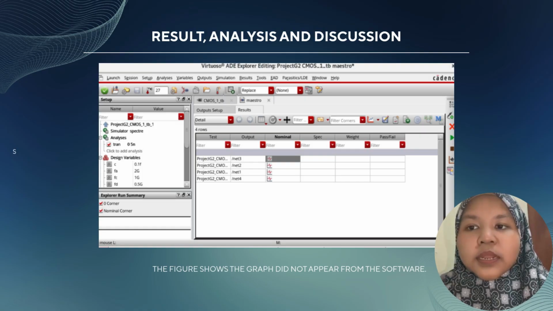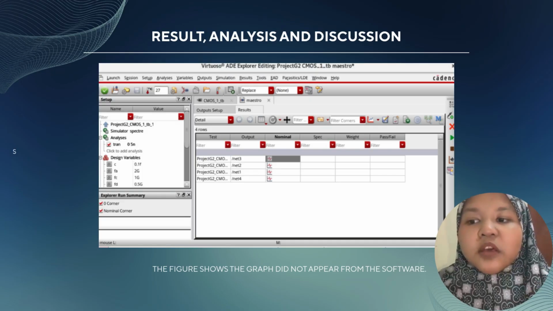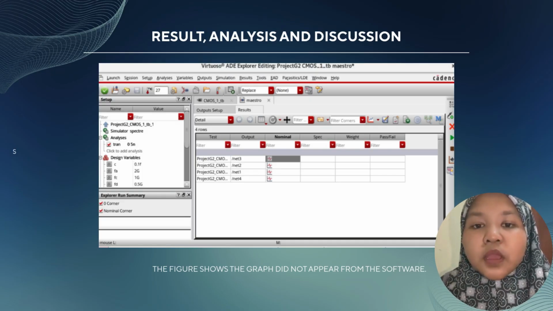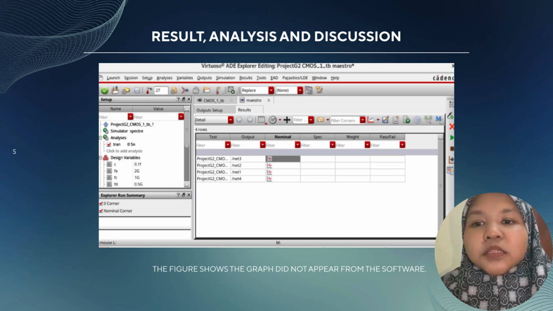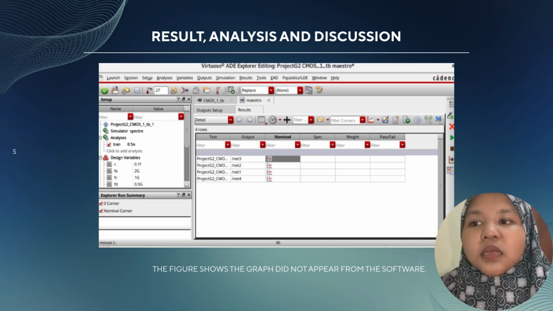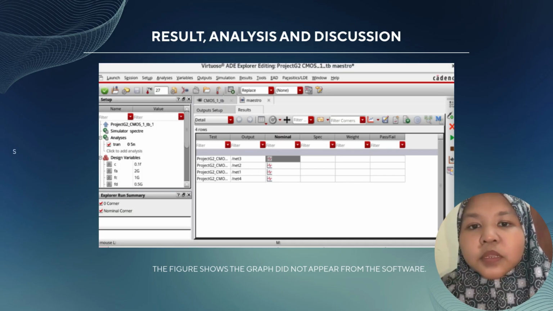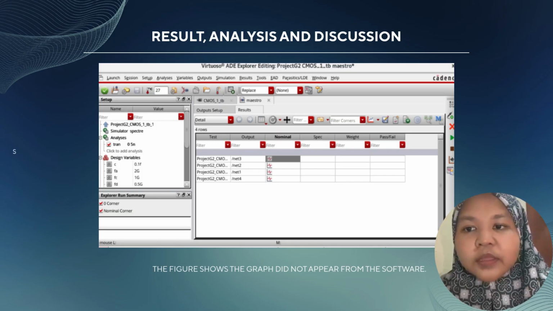Next is the result analysis and discussion. After we modify our inverter, this time we need to run the simulations to get the graph. As we can see from this picture, the simulation ran smoothly and there is no warning, but the graph cannot come out from the software.